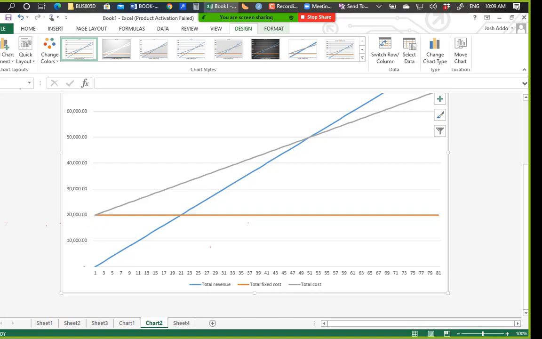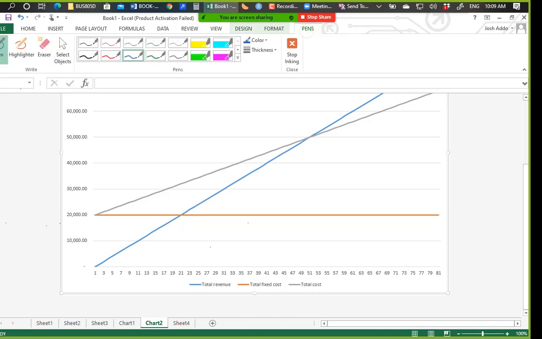And here, this region, let me see if I can write. Okay, I can do that. This region, between the total cost line and the total revenue line. The total cost line is the ash one, the total revenue is the blue one. This is the break-even point. When you trace it down, you get a break-even quantity. When you trace it here, you get a break-even sales revenue.